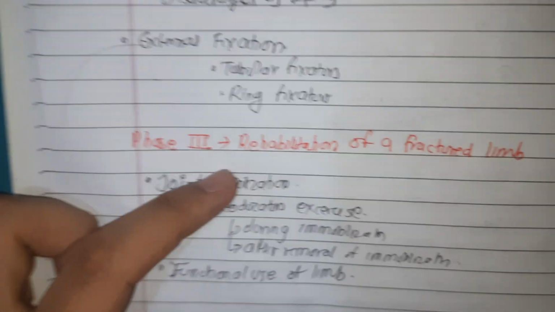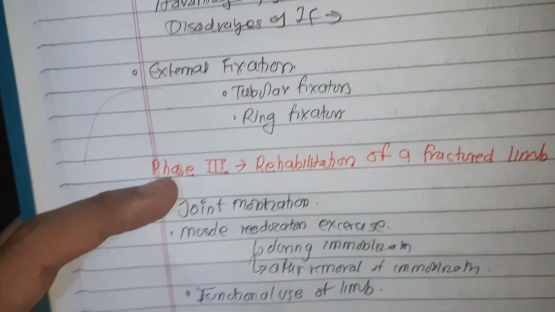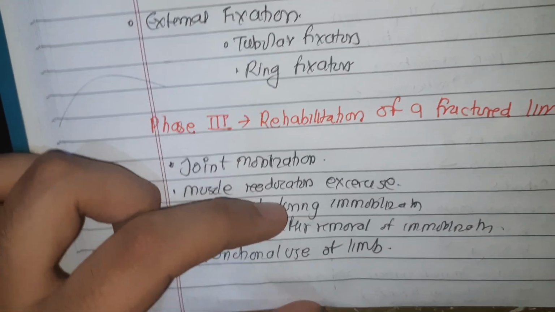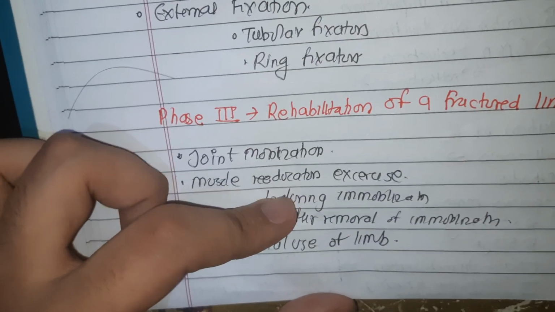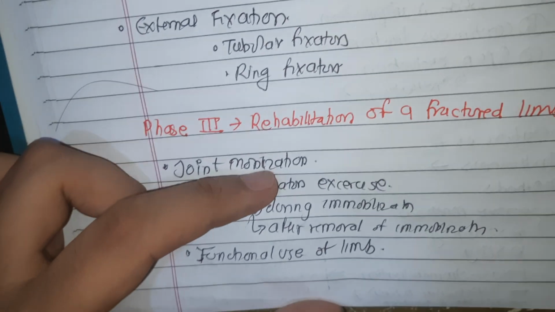Now next we have phase 3, and this is the rehabilitation of the fractured limb. The rehabilitation of the fractured limb begins at the time of injury and goes till the maximum possible function has been regained, and it consists of joint mobilization, muscle re-education exercise, and instruction regarding gait training.